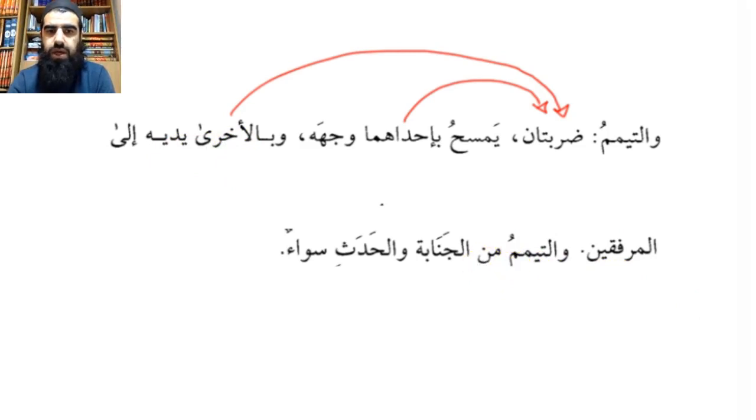Okay, so tayammum, let's just recap this then. So tayammum is darbatan, 2 strikes. Yamsahu, he wipes with one of them his face, and with the other, yadayhi, his 2 arms, to the elbows. Right, and the tayammum from janaba, from major ritual impurity and minor ritual impurity, is the same. Okay, let's elaborate this more with examples, and then we'll come back to this again.